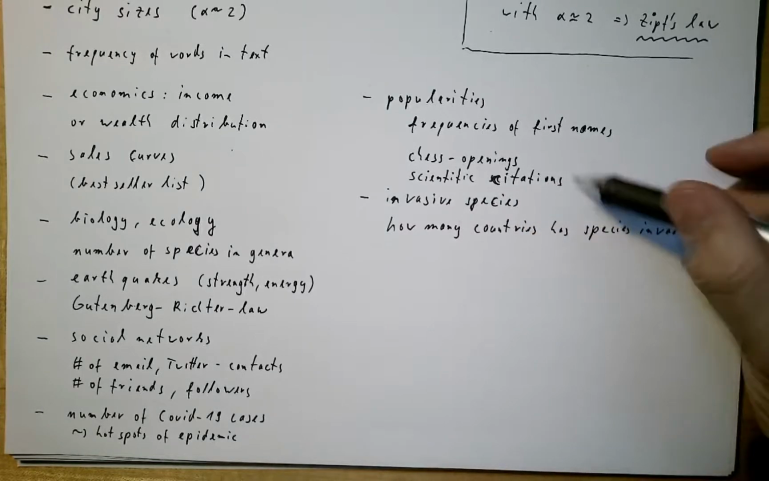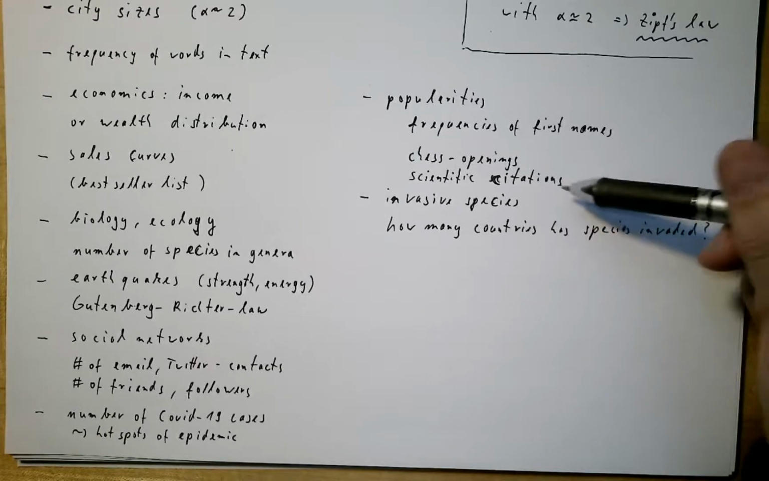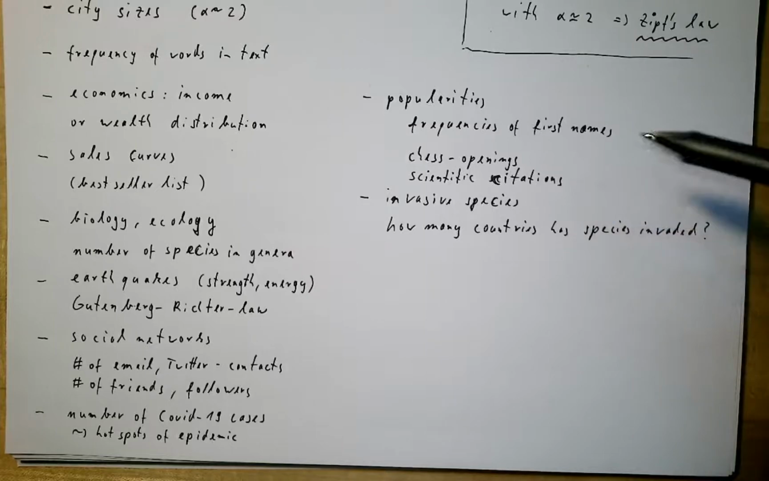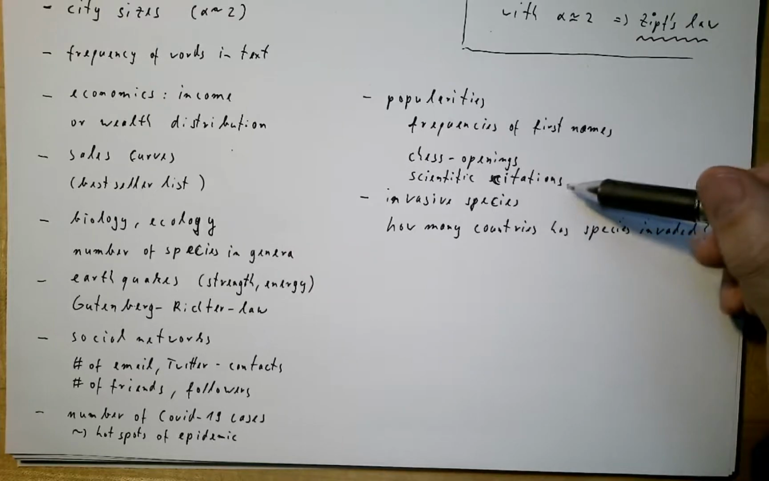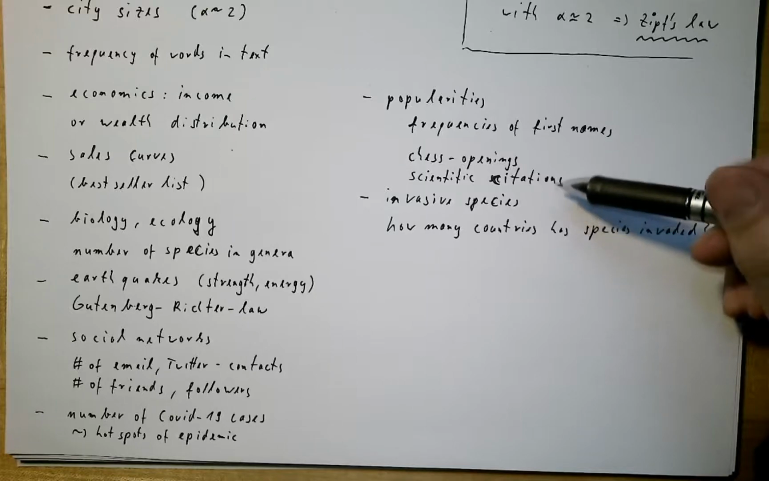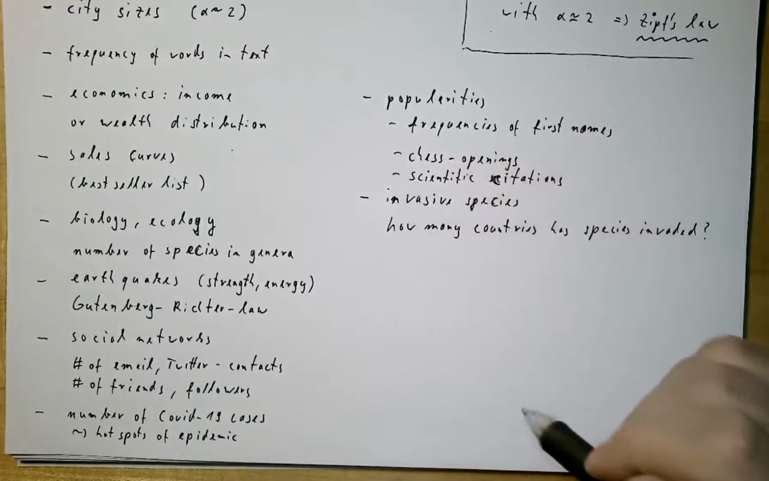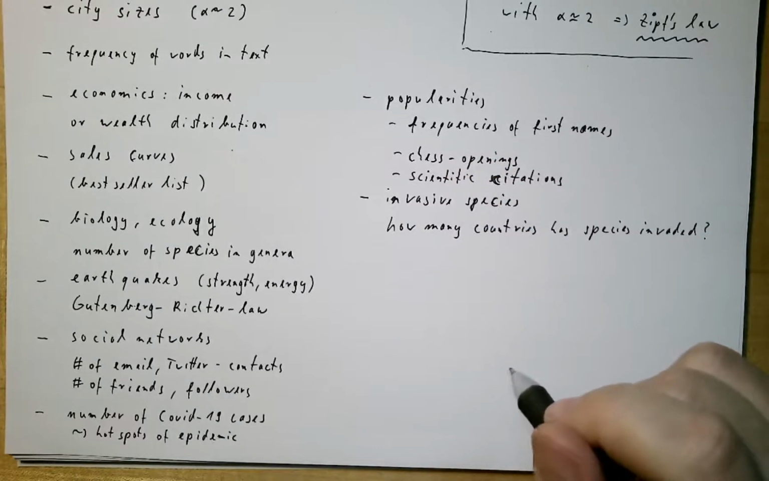Maybe this is studied a bit because of the bias of scientists, because we scientists are always interested in who reads our paper, who cites our paper, and then there are a few papers which are cited quite a lot, and many papers are not cited so often. So we find the power law in scientific citations.